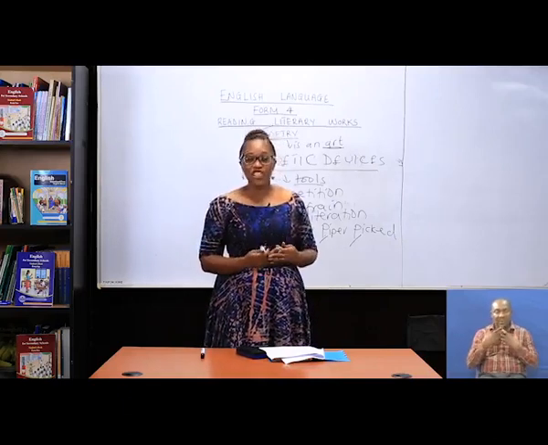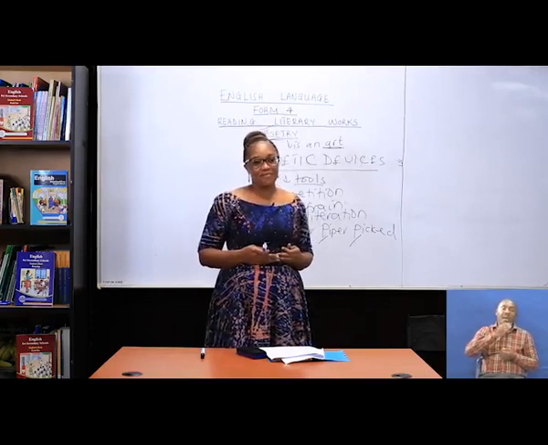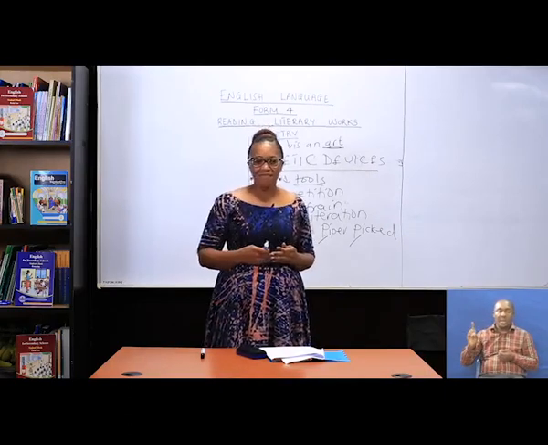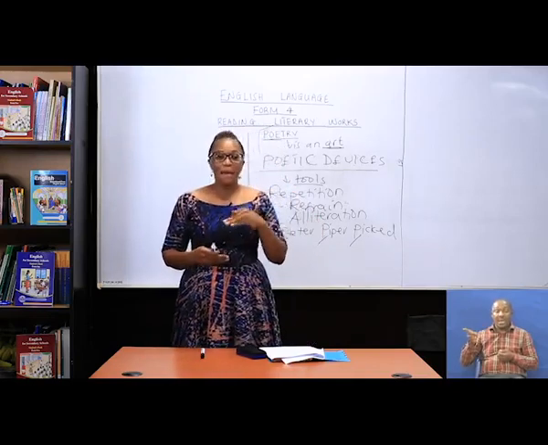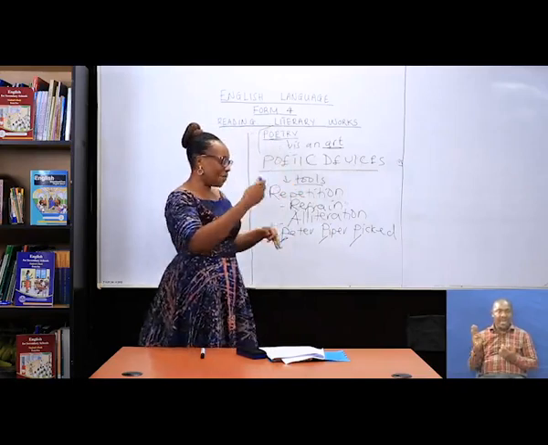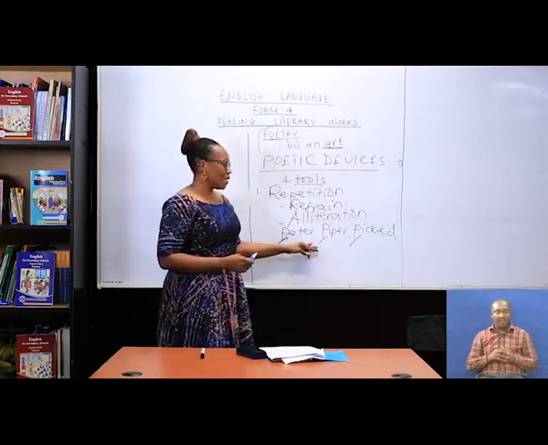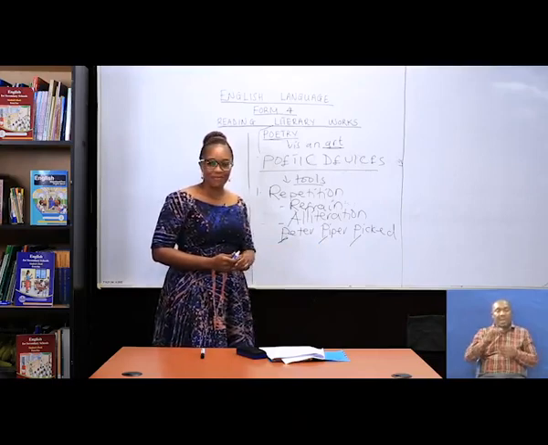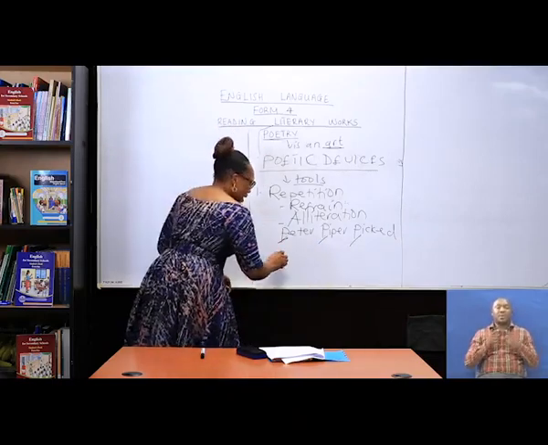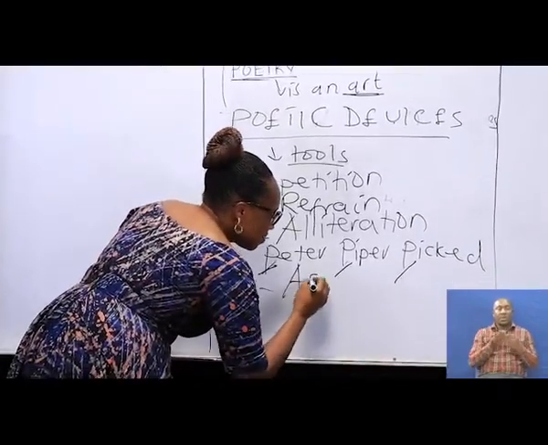The baker baked a big cake. So the baker, B, baked, baked. You have this ba, ba, ba. And that is an example of alliteration. And then we have another repetition. That is assonance.